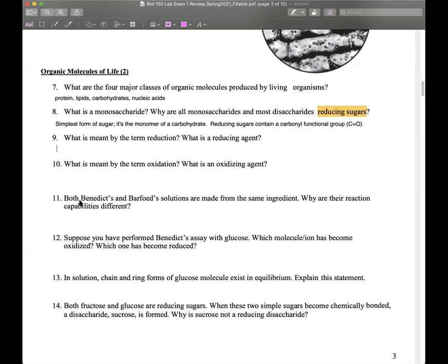And that brings us to the next question. So reduction, what is reduction? You gain an electron. Yeah, reduction is gain of electron. And so by extension, oxidation is the loss of an electron.